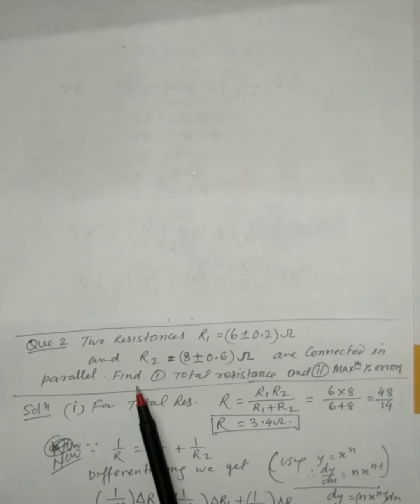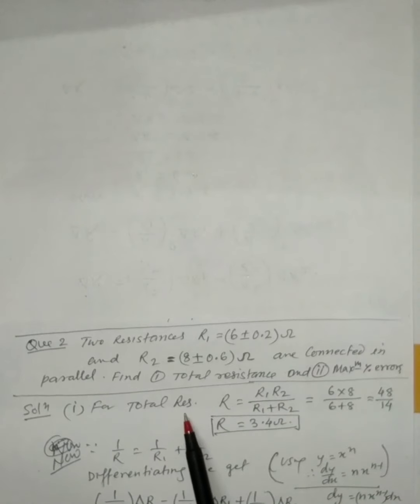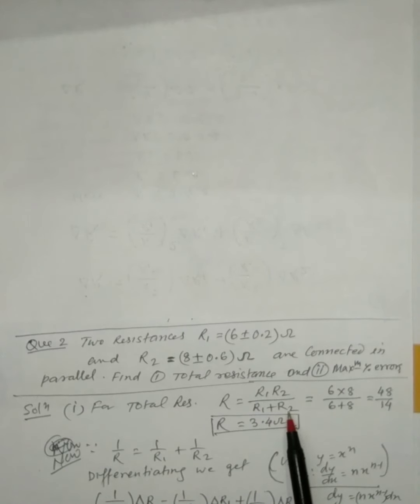Then you have to find out the total resistance as well as the maximum percentage error in the measurement of resistance. So for the first part, total resistance will be calculated with the help of the equation 1 by R, as it is connected in parallel. So the equivalent resistance, we know from standard 10, 1 by R is equal to 1 by R1 plus 1 by R2. After solving you will get total resistance R is equal to R1 R2 by R1 plus R2.